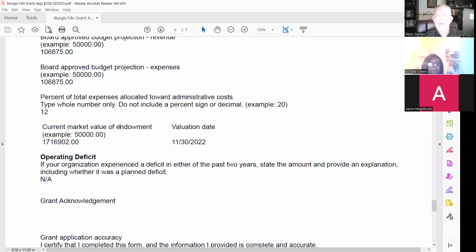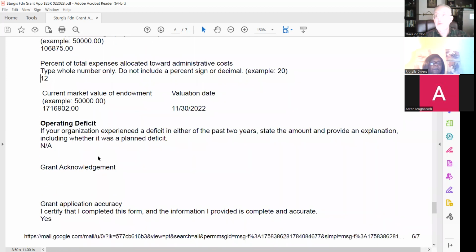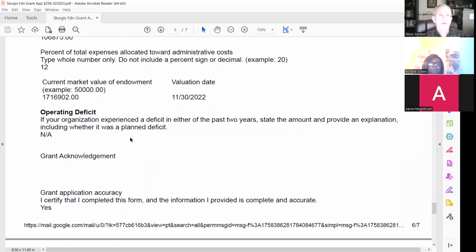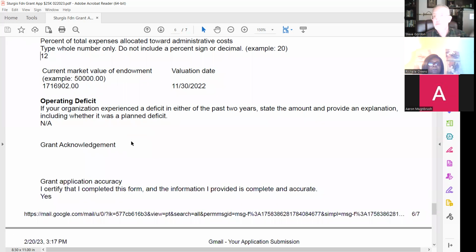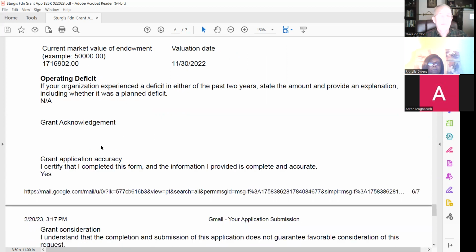If you have an endowment, which you don't, you put that here, that's optional. Endowment means you have a whole big chunk of money sitting in the bank that you can tap into if you need to, because somebody gave you a huge gift. We won't get into that right now. If you have an operating deficit, which means you lost money last year, you put that here, but that wouldn't apply to most people. Most nonprofits don't lose money from year to year.